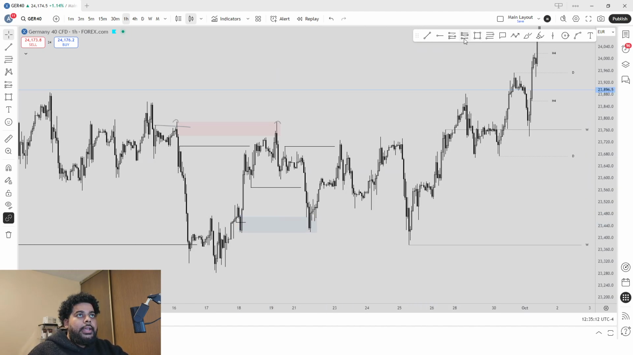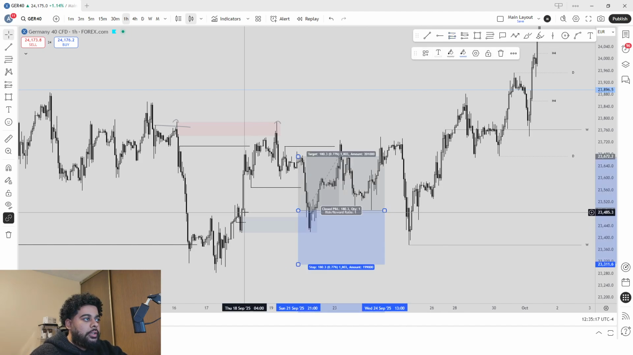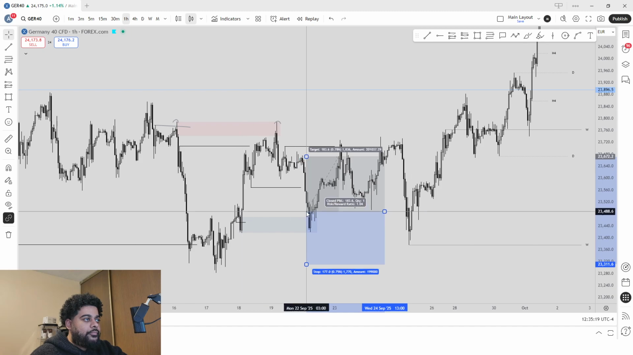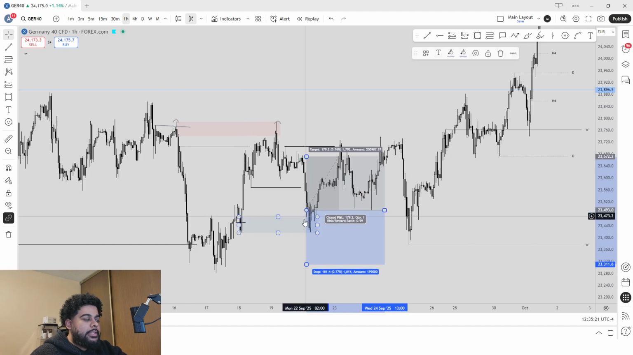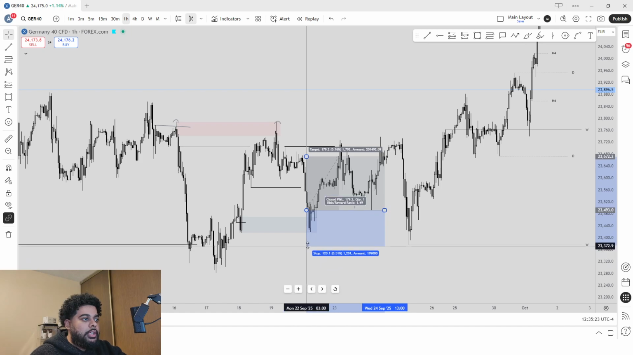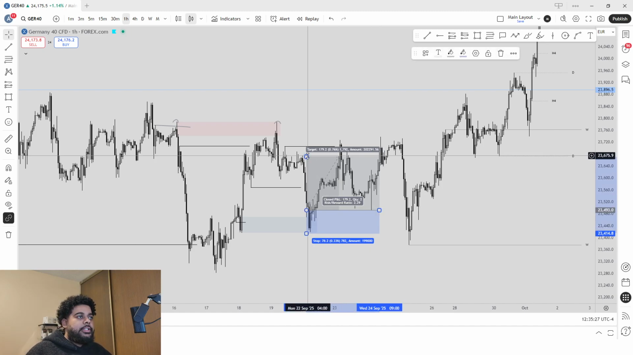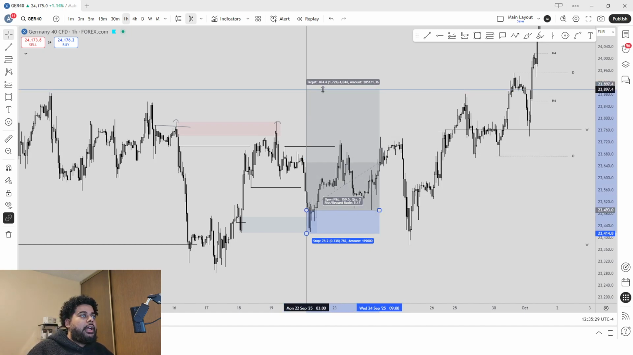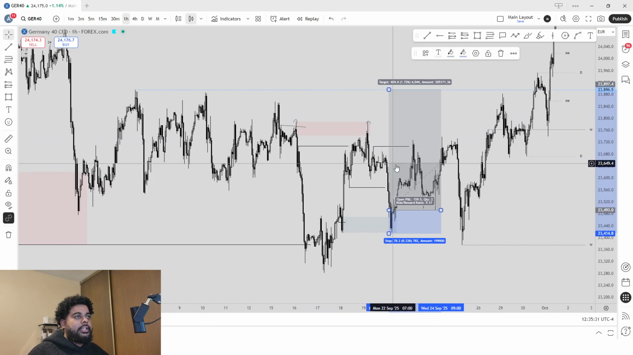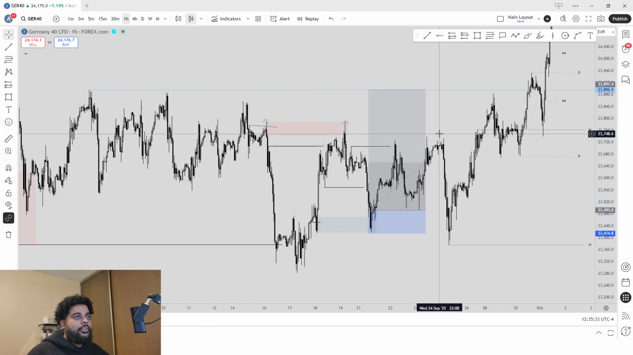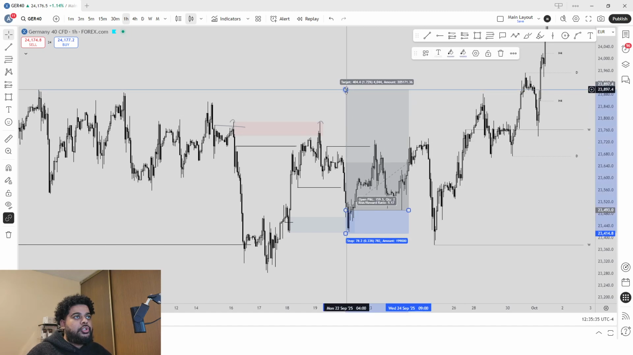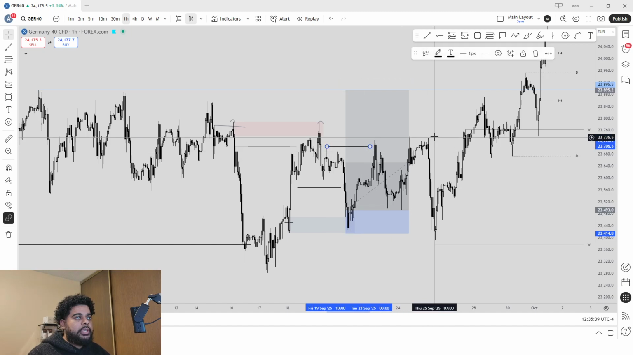I entered as soon as price tapped into this imbalance right here, this one right here. As soon as price came into that imbalance, I entered my position and I kept my stops below the low. So simple. I targeted the highs, because I did expect it to go to the highs. However, I also anticipated shorts occurring as well, as soon as these highs were taken out.